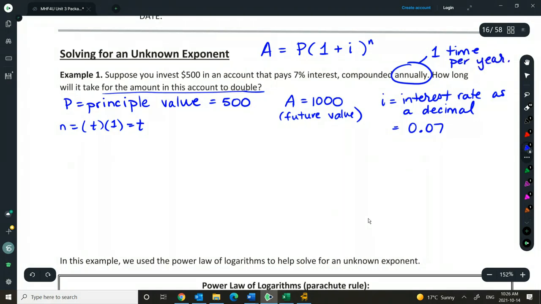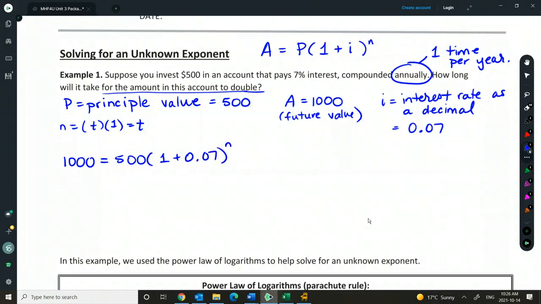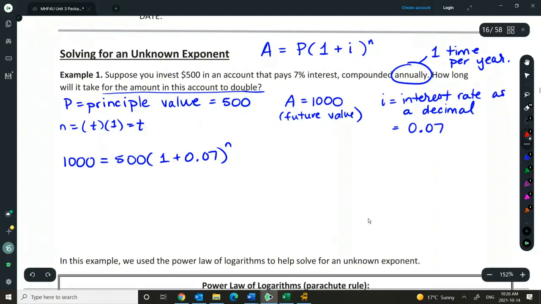Okay, so let's plug this into our formula. We have 1,000 equals the principal amount, 500, times 1 plus 0.07 to the exponent n, which is also equal to total time. If you want, you can put n equals t, so you can also put t if you'd like. Okay, so unknown in the exponent, I should be thinking log right away.